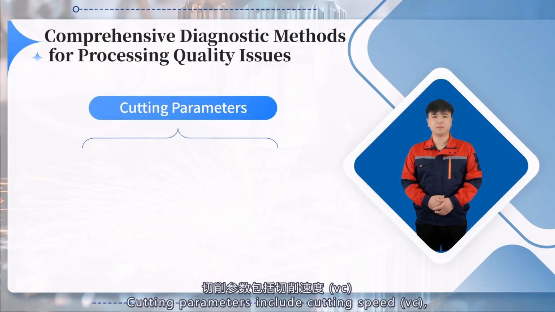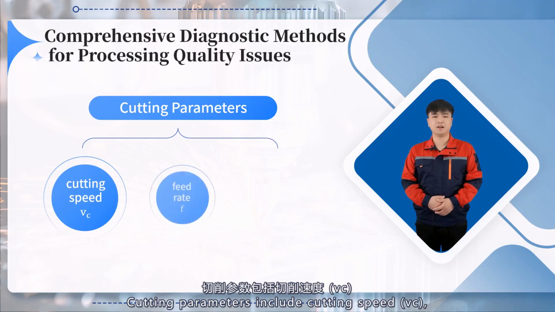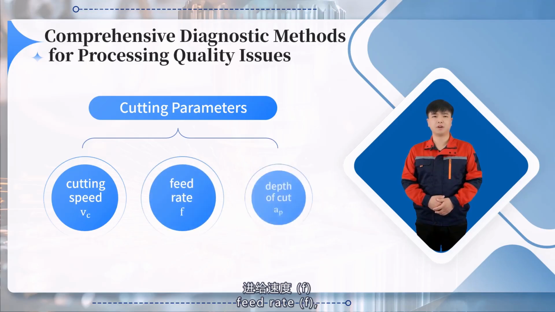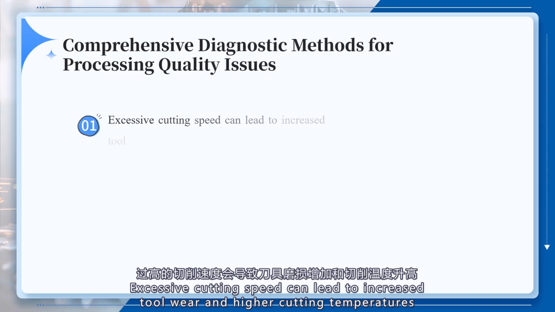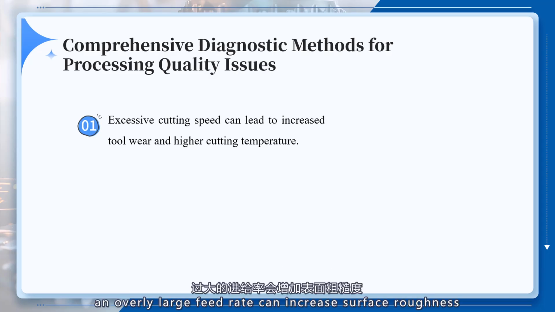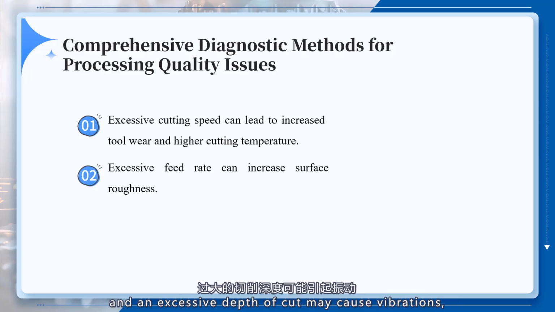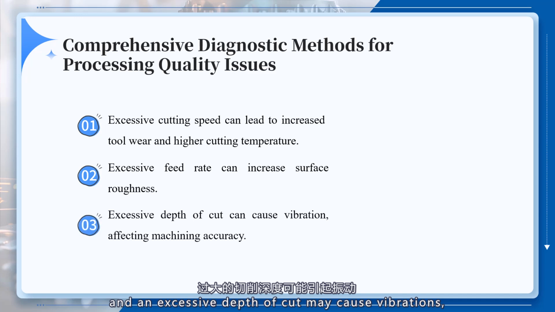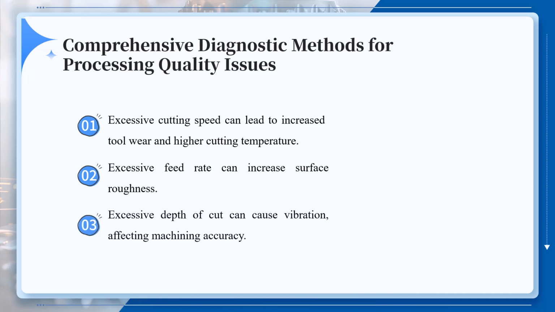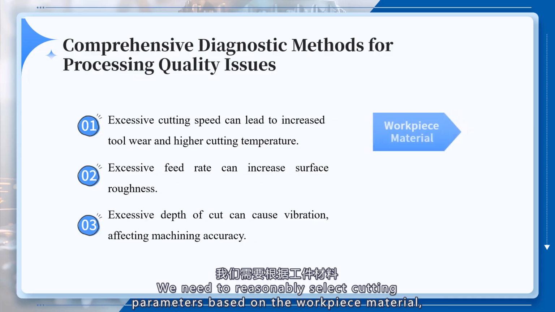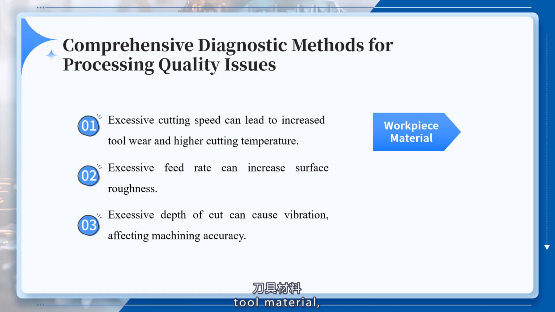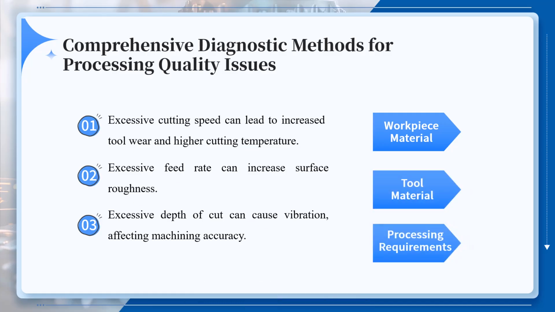Cutting parameters include cutting speed Vc, feed rate F, and depth of cut AP. Excessive cutting speed can lead to increased tool wear and higher cutting temperatures. An overly large feed rate can increase surface roughness, and an excessive depth of cut may cause vibrations, affecting machining accuracy. We need to reasonably select cutting parameters based on the workpiece material, tool material, and machining requirements.